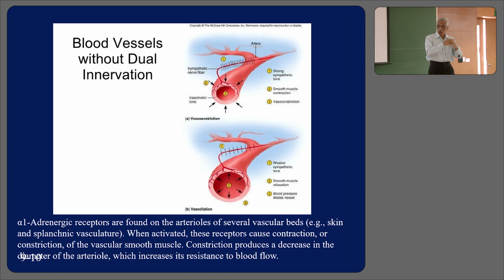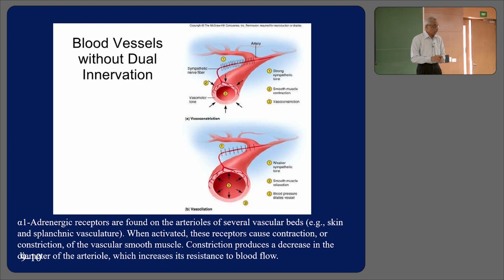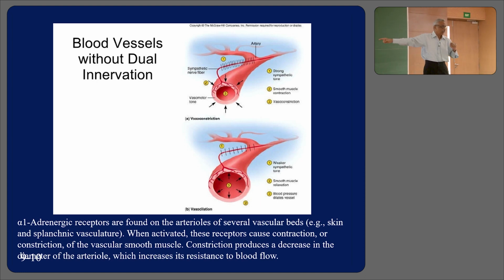Now let's go back to our story of being chased by a dog. As a result, the sympathetic nervous system is stimulated and the blood vessels respond. So what will happen to the blood vessels of your alimentary canal? Look at the diagram and tell me, will the blood flow go up or go down? Go down.